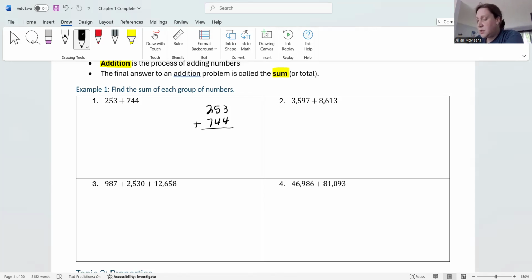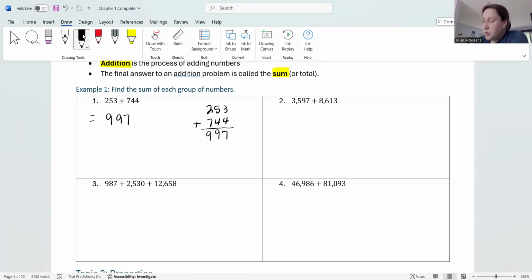Okay, so 3 plus 4 is 7. 5 plus 4 is 9. And then finally, 2 plus 7 is also 9. So we would say the sum of 253 plus 744 is 997. Okay, now one thing I do want you to notice here is each column as I was adding had a sum less than 10. Well, what do we do if we have a column that has a sum greater than 10? We'll see that in this next example.